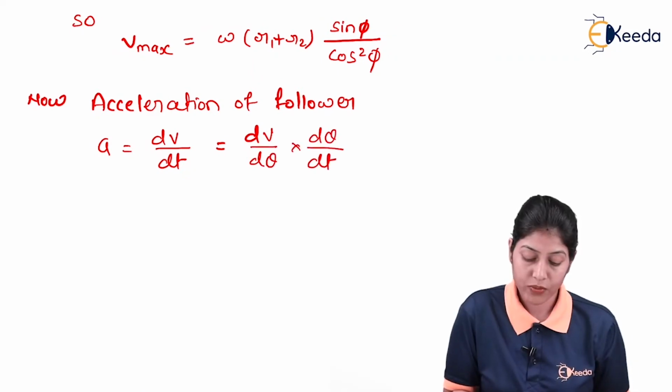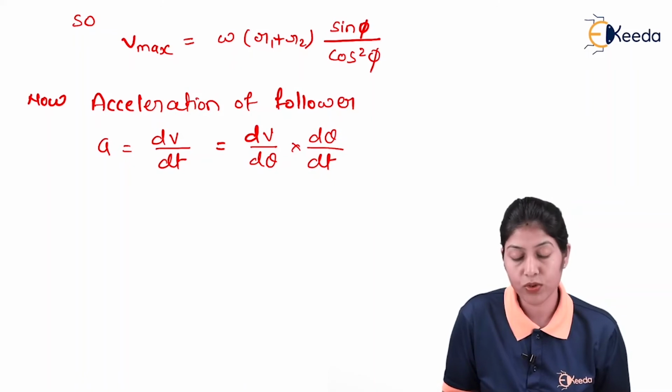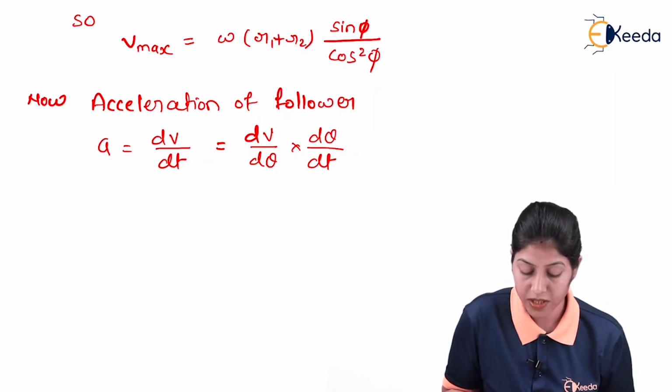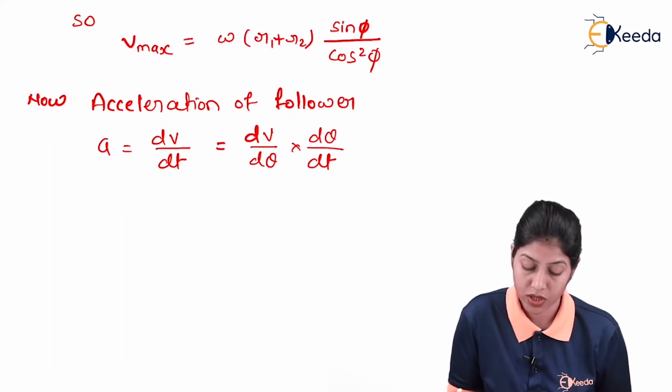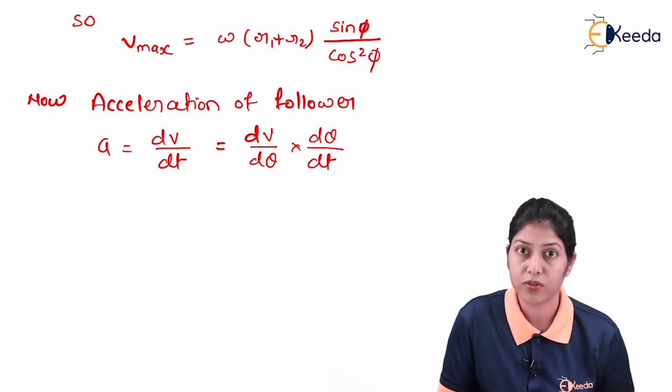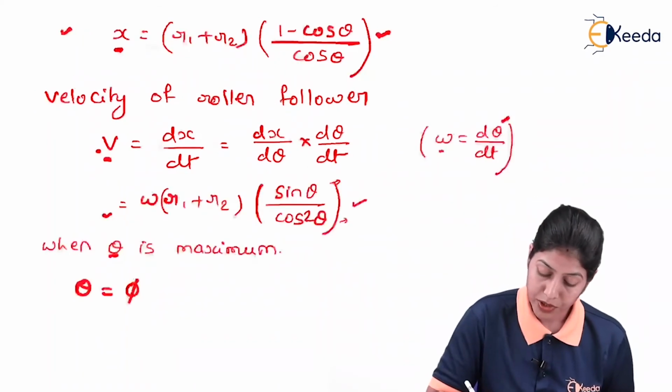So this will be our equation. We will split dv by dt into two parts: the change in velocity with respect to theta, into d theta by dt, where d theta by dt is omega. So our equation will be, differentiating the velocity equation with respect to theta, this particular equation.